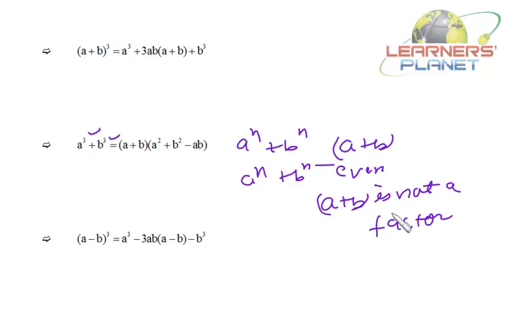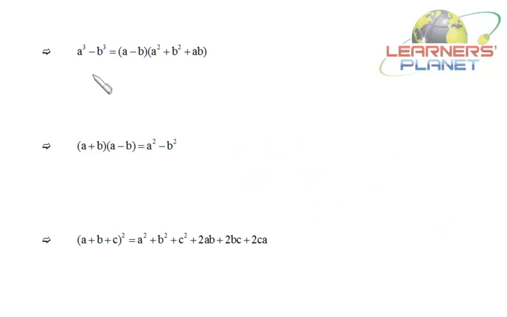Okay, so this concept will be useful while we are dealing with MCQ, multiple choice pattern questions. Now let's see, (a-b)³ = a³ - 3ab(a-b) - b³. Okay friends, let's see more concepts. Here a³ - b³ = (a-b)(a² + b² + ab). That means a-b is a factor of a³ - b³.